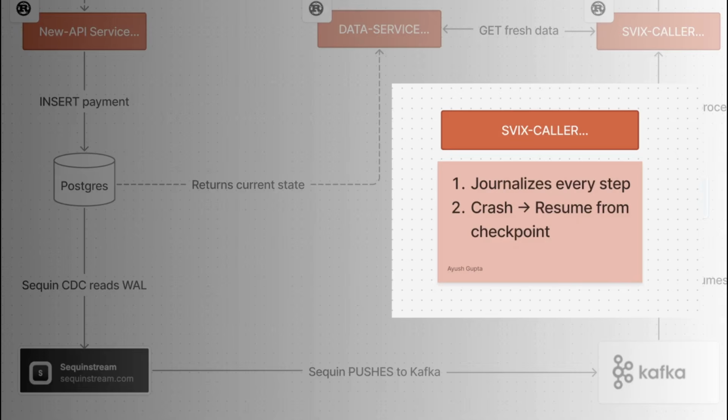Our third service is the Svix caller. This is the durable webhook processor. It consumes the Kafka event, runs inside Restate, fetches data from the data service, and sends the event to Svix. So the separation looks like this: the new API writes the truth, the data service reads the truth, and the Svix caller delivers the truth.